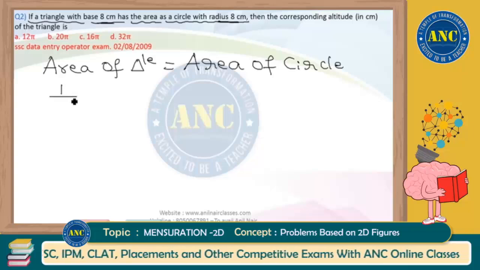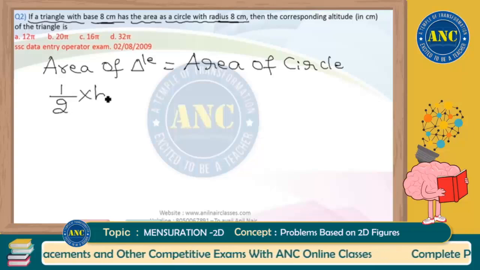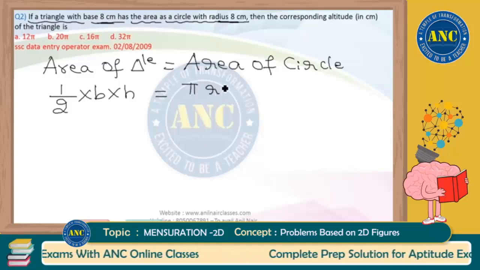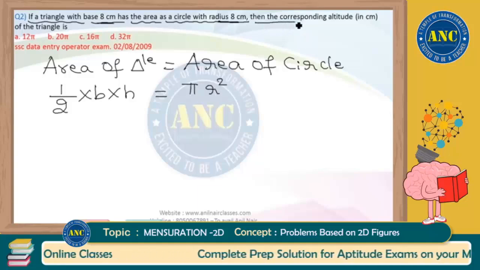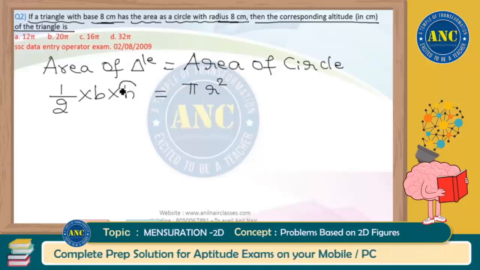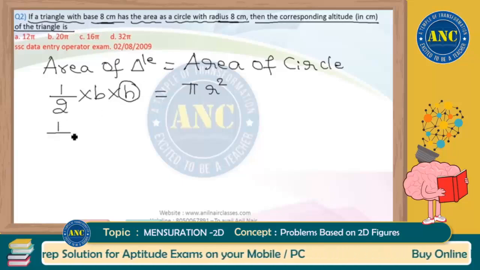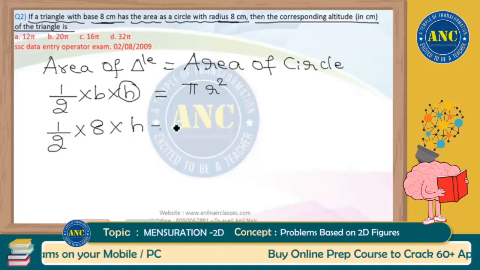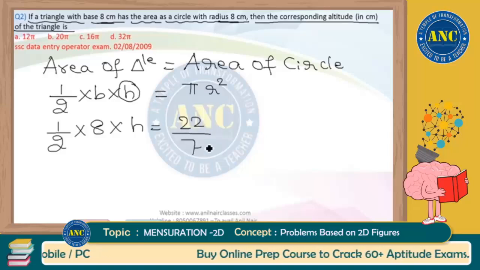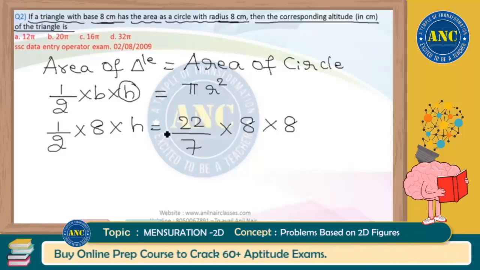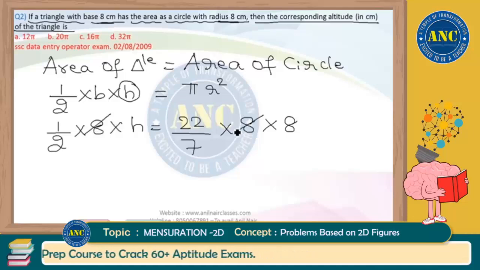That means area of triangle is half into base into height, and area of circle is pi into r square. Find the corresponding altitude of the triangle. That h value is what we are interested in finding. Now b value is given as 8, h value I don't know. 22 divided by 7, r value is given as 8, 8 square is 64. Now one of the 8 cancels, and what else is left?